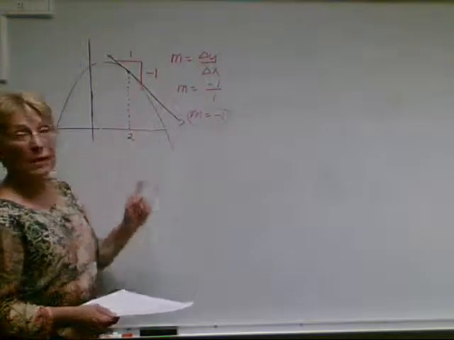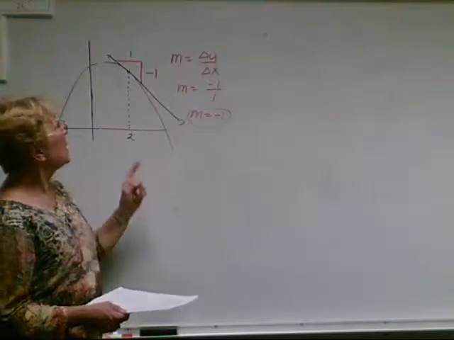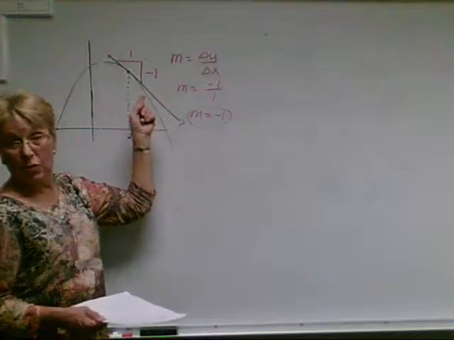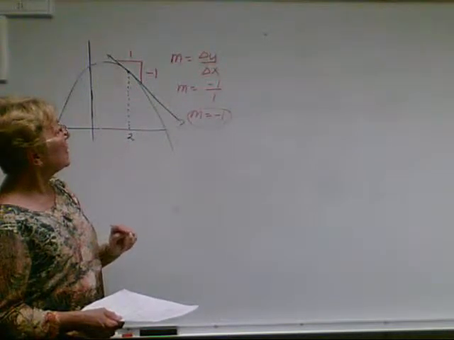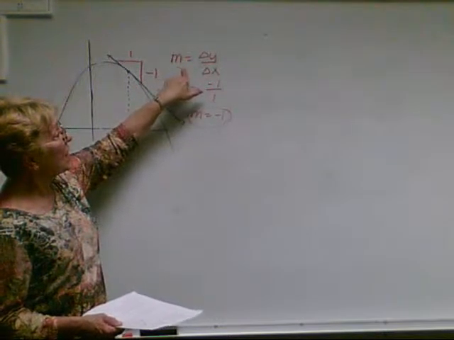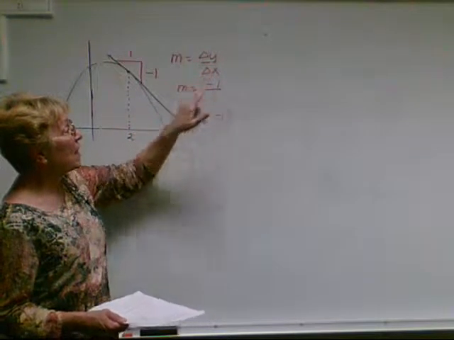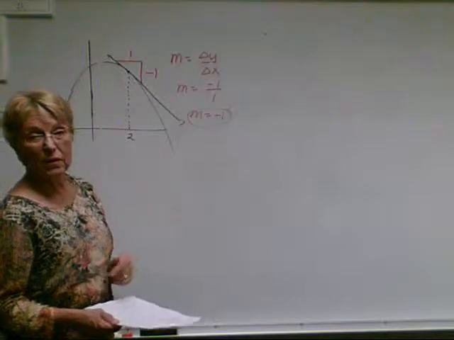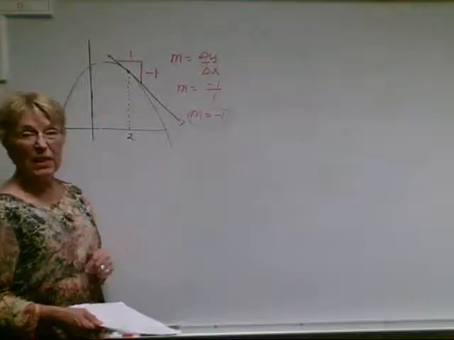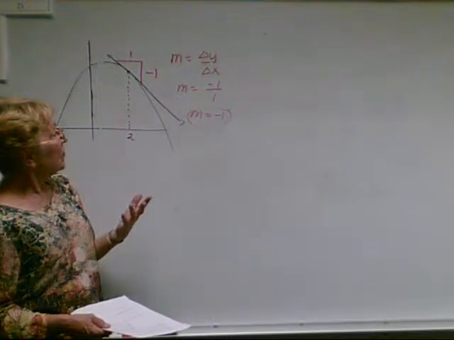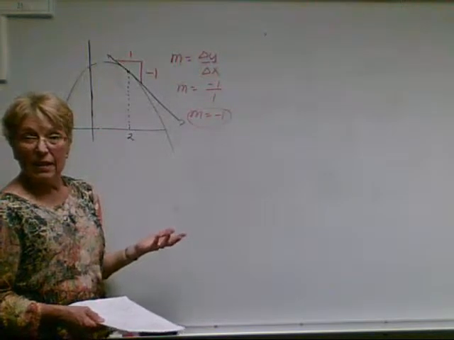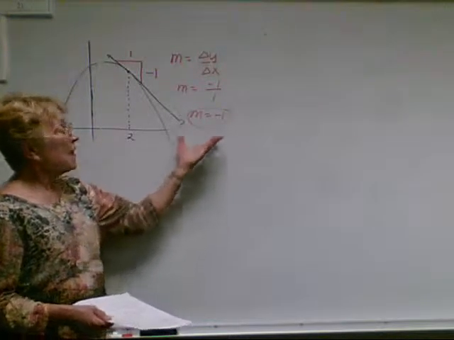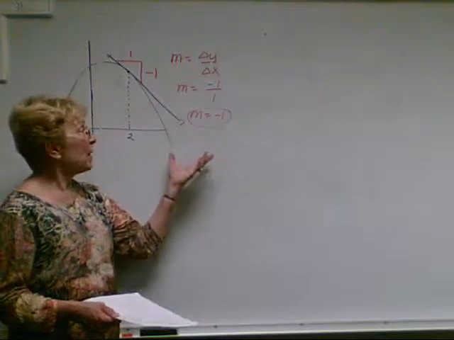And I just grabbed some easy blocks on my graph paper, and I found a run of 1 and a rise, which is a drop of -1. So when I put those in my understanding of slope, change in y over change in x, I have -1 over 1, or my slope is -1, which makes sense. It's a gentle slope and it's descending. -1 looks pretty believable.